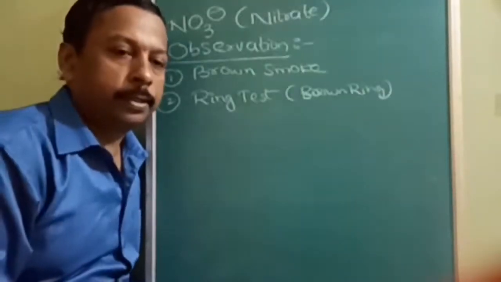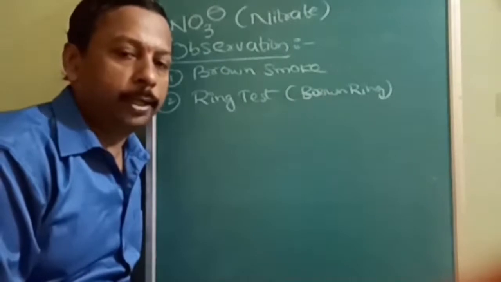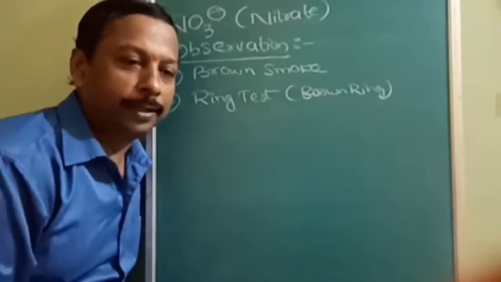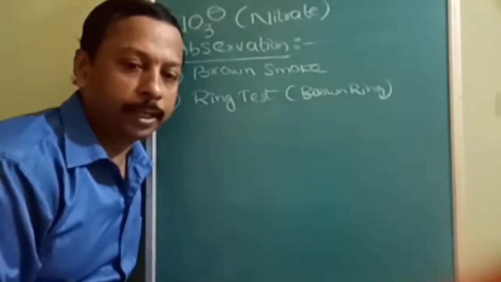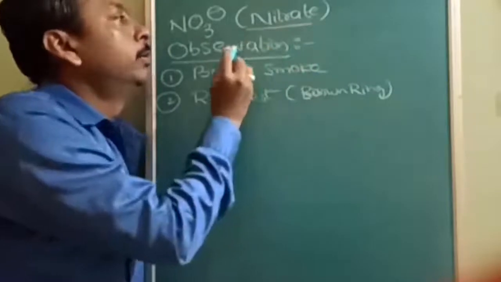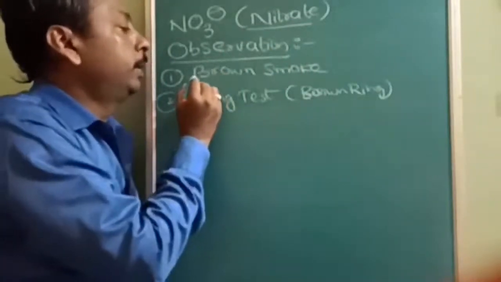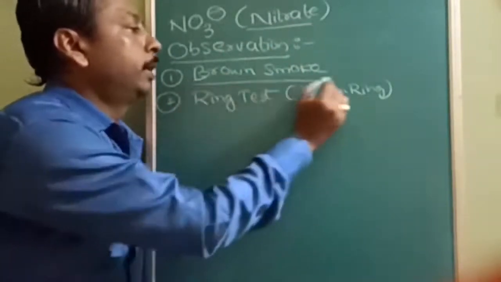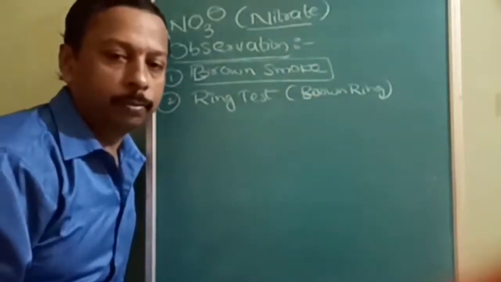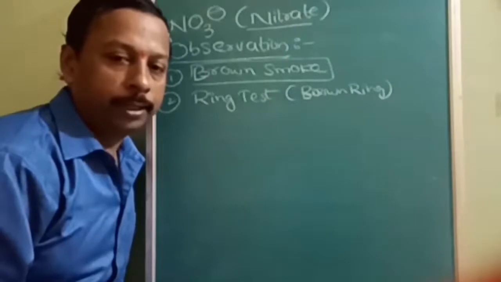Okay. Next is nitrate, NO3 minus. Don't think that we have already studied it; what we have studied is NO2 minus, which was nitrite. So NO3 minus is nitrate, which, when treated with concentrated sulfuric acid, evolves brown smoke. What is that brown smoke? That I will tell you through the equation.